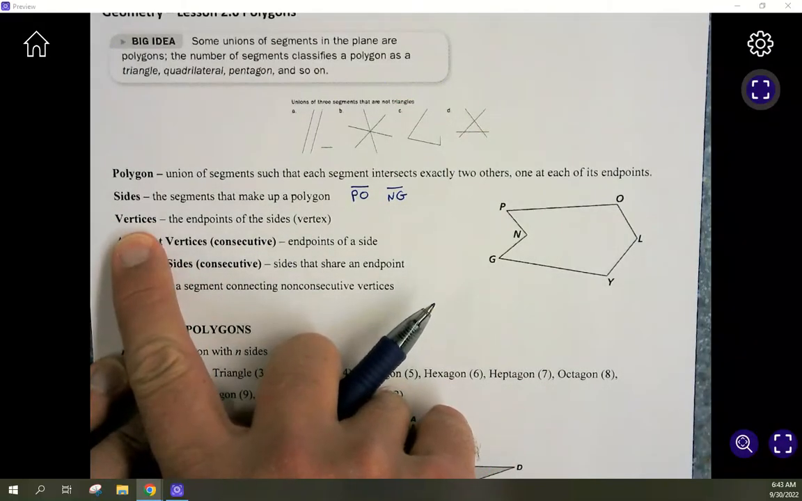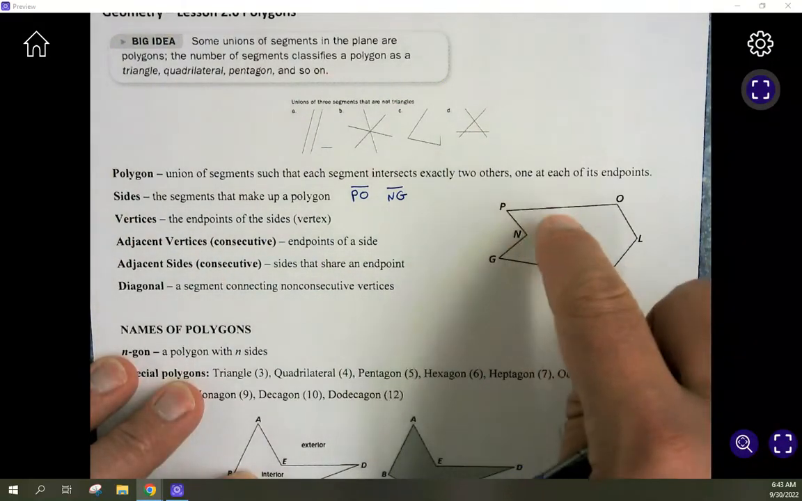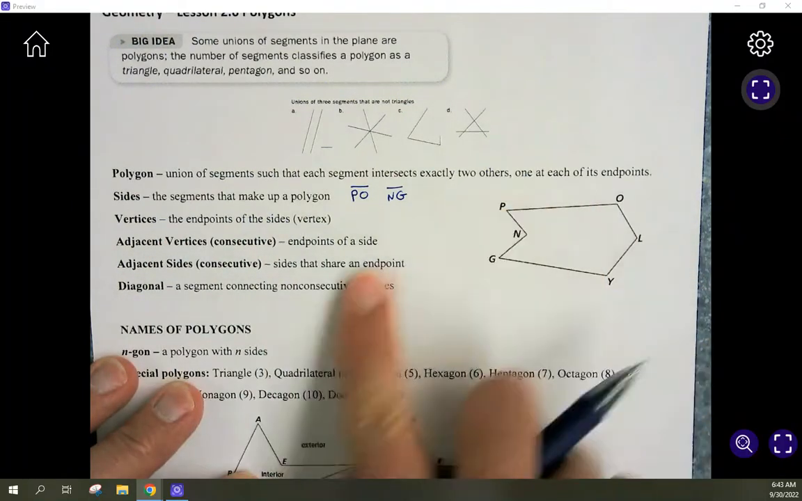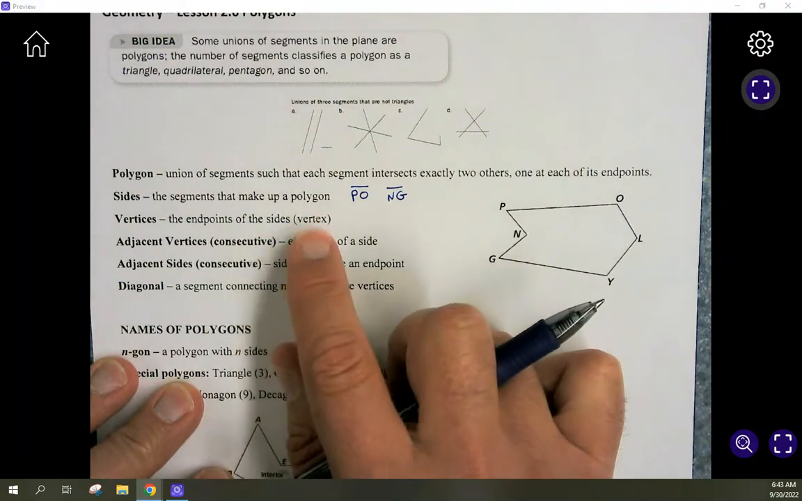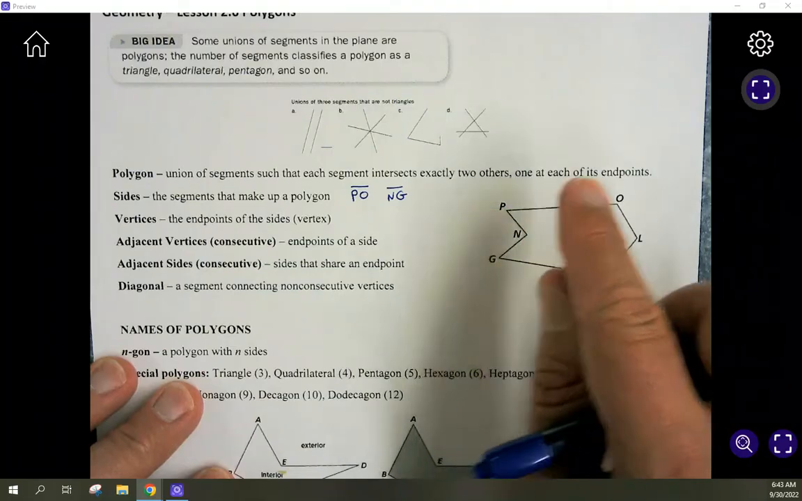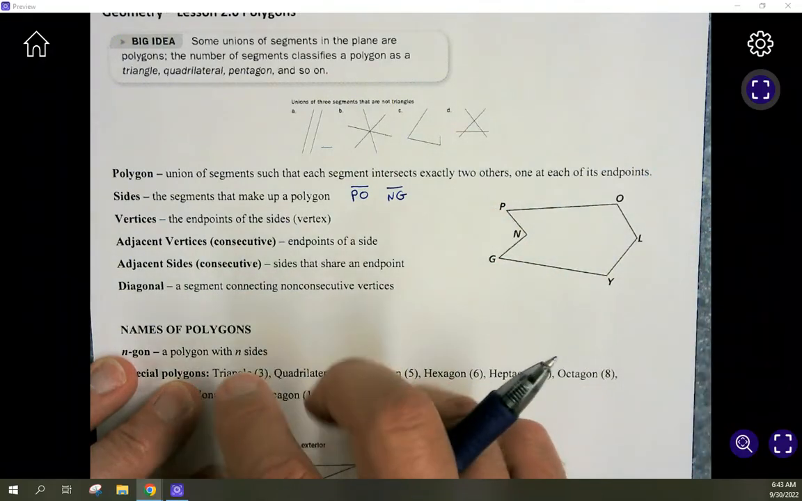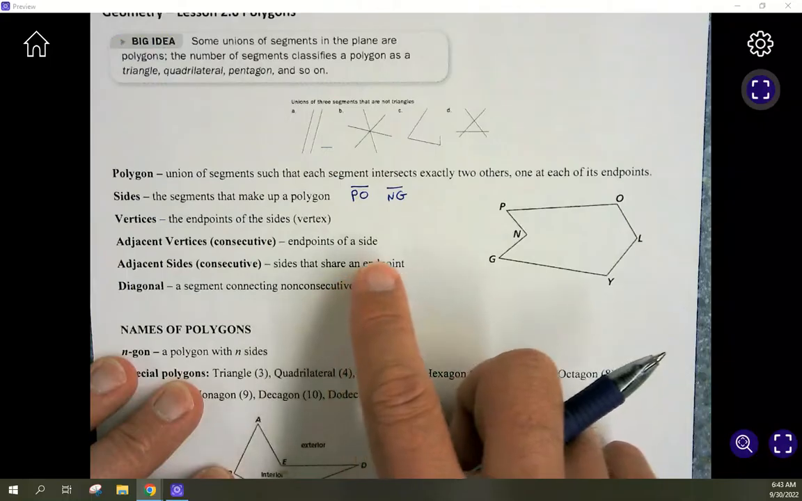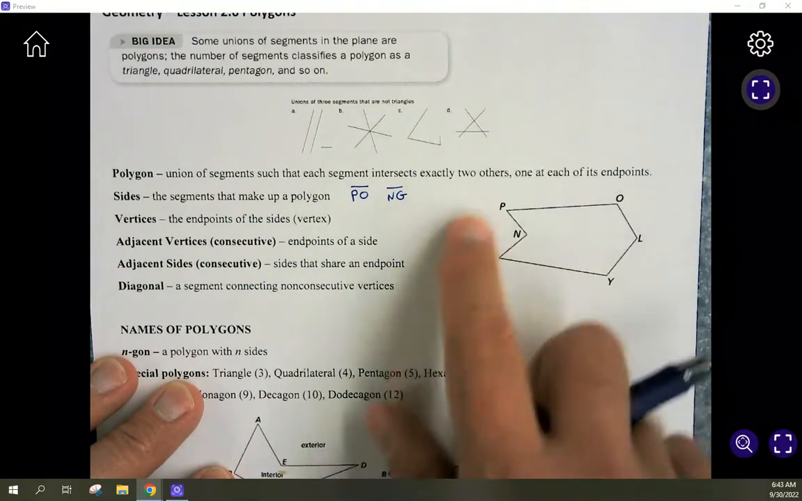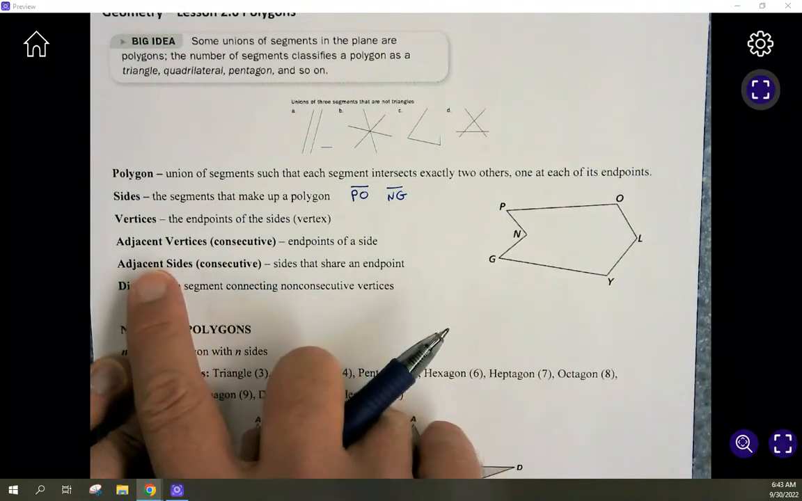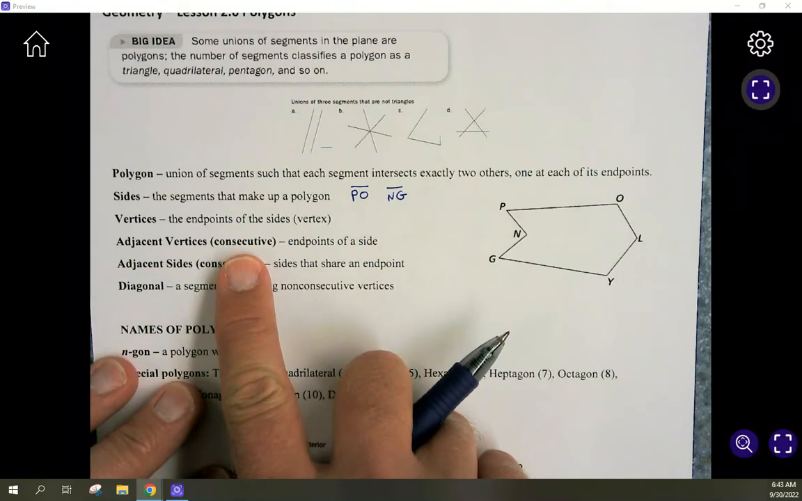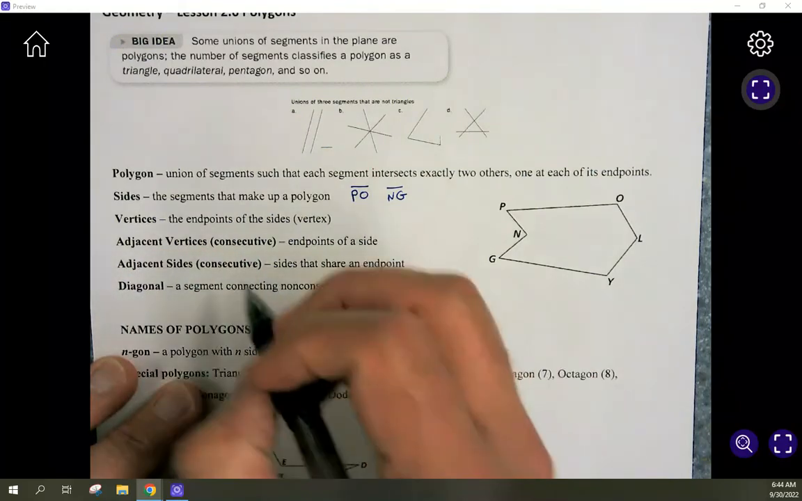It's important that we know what this word means, vertices. Those are actually the points, the endpoints of these segments. So the endpoints of the sides are your vertices. And if we're talking about one specifically, just one, that's called your vertex. So all of them, plural form, is vertices. One specifically, that's vertex P, that's vertex O, but these are the vertices, okay? We need to know this word, adjacent. Sometimes it's called consecutive. That basically means next to each other.